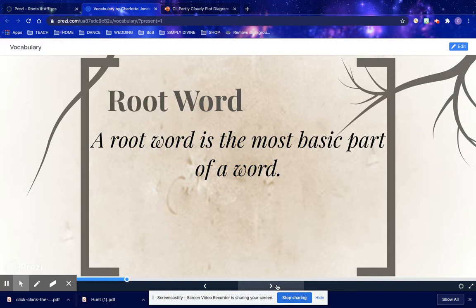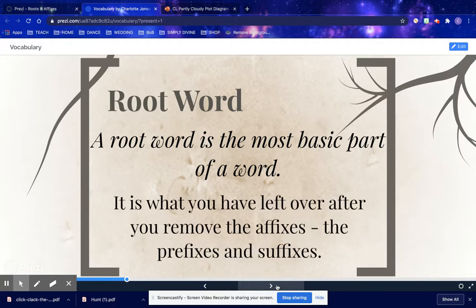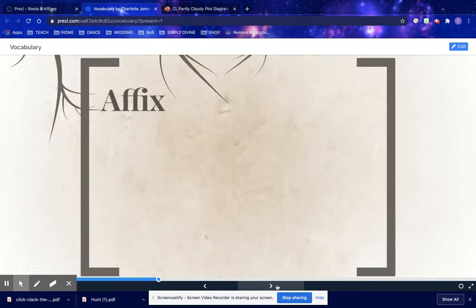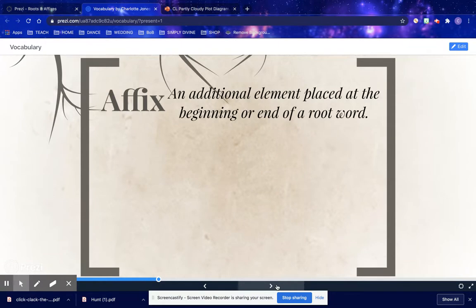It's the most basic part of a word. It's what you have left over when you take off all the extra parts, all the affixes, which are called prefixes and suffixes. So an affix is kind of like an umbrella term. It's an additional element placed at the beginning or the end of the word. An affix just basically means the part of the word that's not the root word.